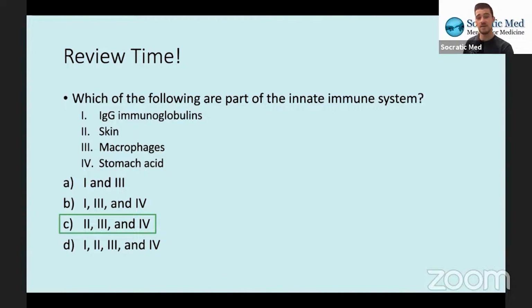Skin is also part of the innate immune system. We said it's the first barrier to protect against invading microorganisms. Macrophages also, those are the phagocytic cells of the innate immune system. They'll take in any sort of foreign invader and digest it. And stomach acid as well is part of the innate immune system. I just wanted to put these on here, like the skin and stomach acid one, just so that you really understand that the immune system is not just a bunch of microscopic cells. It's these larger structures, and they all contribute to immunity, specifically innate immunity.